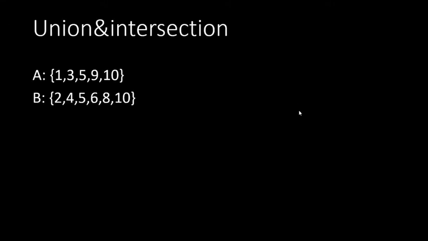Now I want to talk a little bit more about union and intersection. There are symbols for union and intersection. For union, it's kind of convenient. We have a U. For intersection, we have an upside down sort of U. So if you were given these two sets, set A has the elements 1, 3, 5, 9, and 10. Set B has 2, 4, 5, 6, 8, 10. What's their union? What's their intersection?